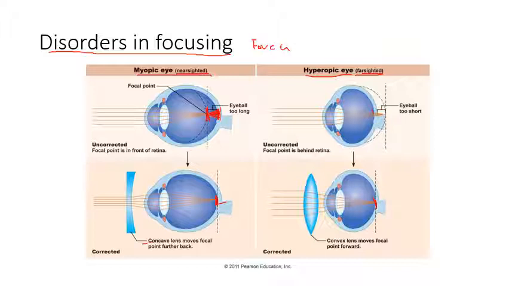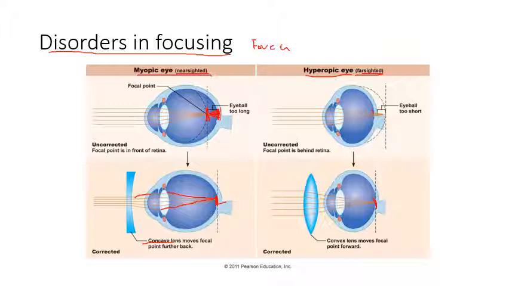Right, you can use a concave lens. Okay, what this does is spread out the light as it comes in, and now even with the long eyeball, the light can get focused at the right location.